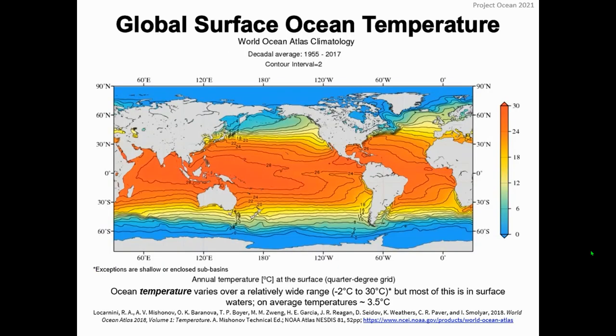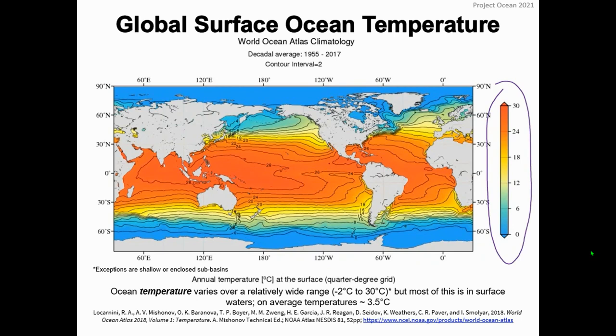Let's talk a little bit about the distribution of temperature in the world's oceans. As with salinity, what I'm showing you here is the decadal average temperature in surface waters from 1955 to 2017 from World Ocean Atlas Climatology. Right away, a couple things jump off the page. Higher temperature in the tropics and the mid-latitudes than up at the poles. Another is a much, much wider range in temperatures in surface waters than we see in salinity.